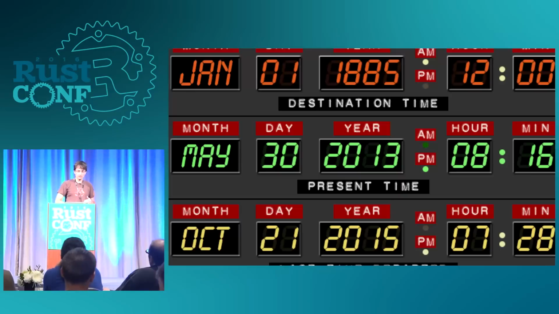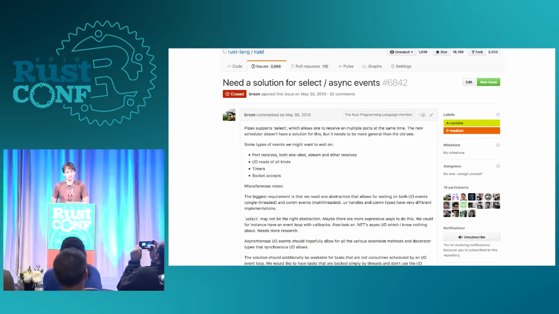We can actually go a little bit farther back in time. We can go back to May 30th of 2013, the ancient ages of Rust, where only a few of us are from at this point. And we'll see that this actually spawned off from this issue, this general select and async events. We can see that it's not just Async IO, but we have all these events in modern programming systems flying around, and we just want a nice generic way to deal with that.